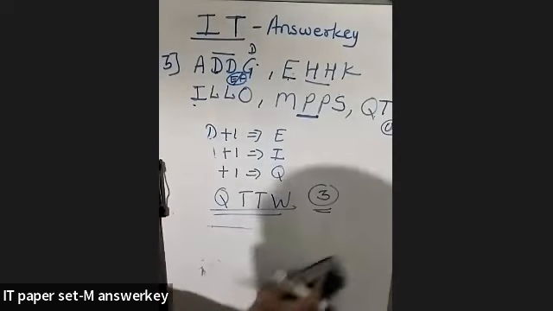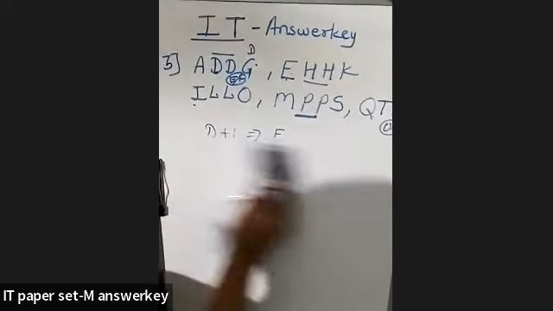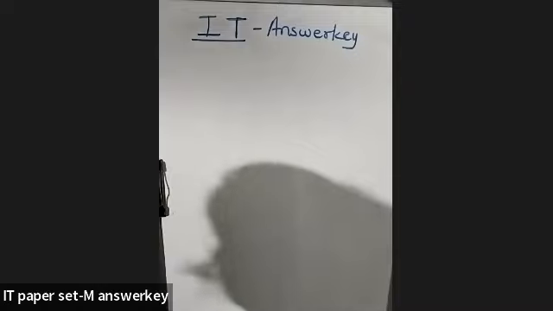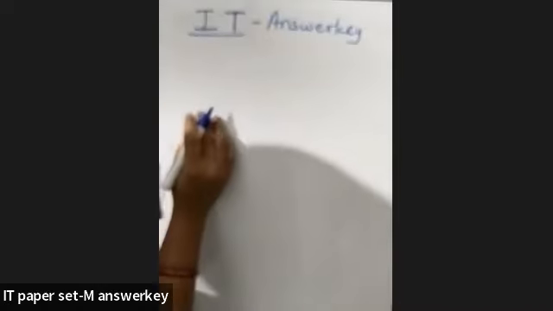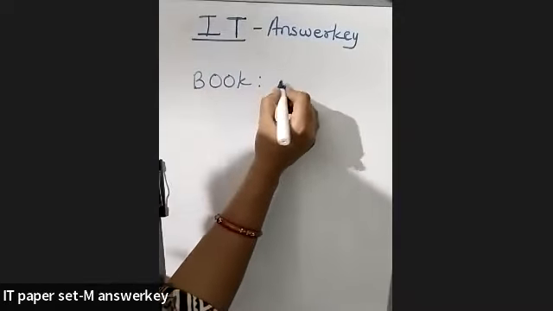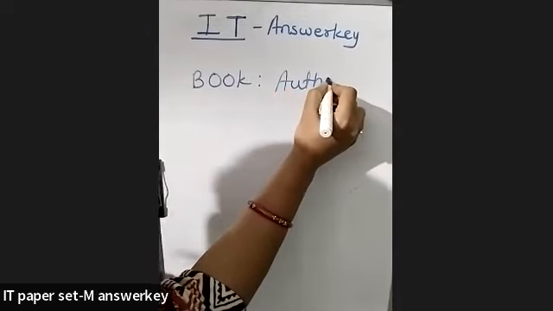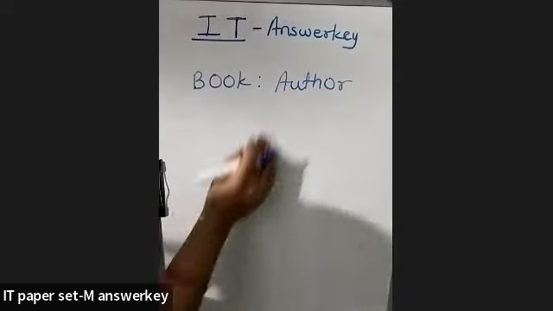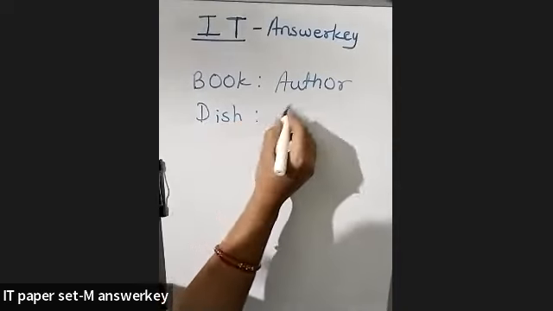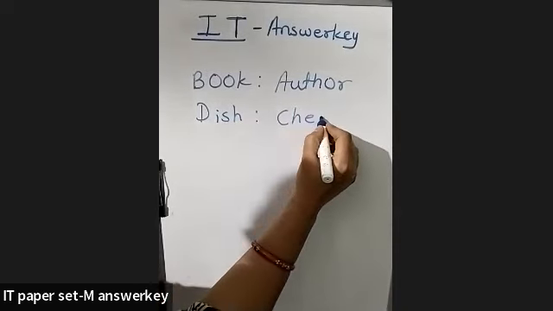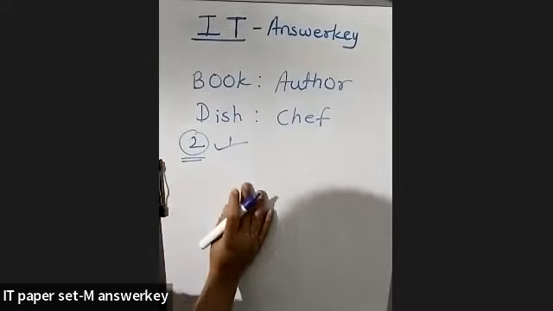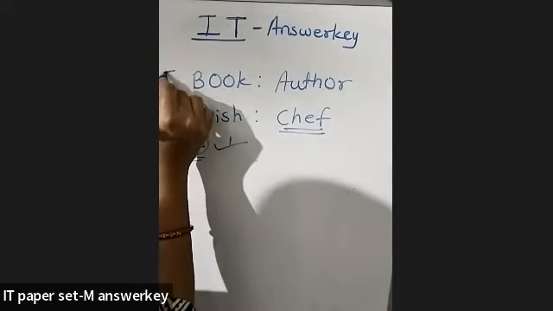Now come to the question number five. This is the analogy question. So book related to author. So means who writes books? Author. So dish. Who makes a dish? So dish makes chef. So the right answer is option number two. That is option number B, chef. This is question number five.